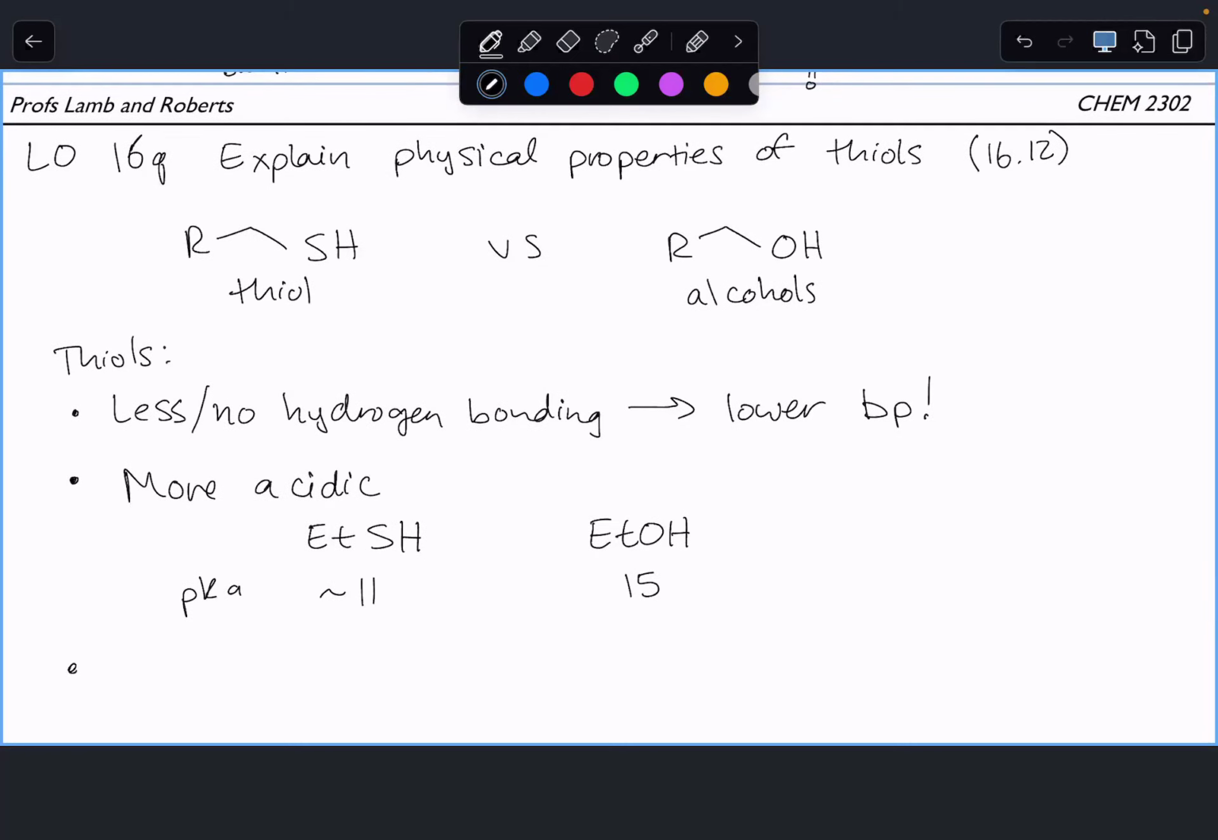And then the last thing that we want you to know is that thiols are more nucleophilic than alcohols. This will become important later when we actually start working with some reactions to make thioethers, for example. Sulfur is more nucleophilic than alcohols. That has some implications on its reactivity and its side reactions, for example. But we're going to leave it there for now, and then we will come back to this concept of oxygen versus sulfur as we continue forward.